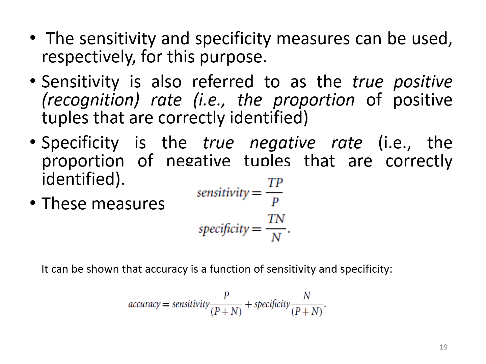The sensitivity and specificity measures can also be used. Sensitivity is also referred to as the true positive rate. Specificity is the true negative rate. These measures are: sensitivity equals TP divided by P, that is, the total number of positives in the denominator, and specificity equals true negative divided by the total number of negatives. It can be shown that accuracy is a function of specificity and sensitivity.